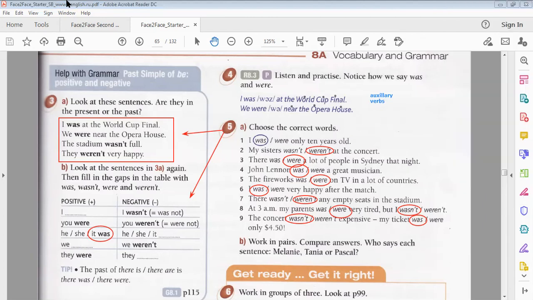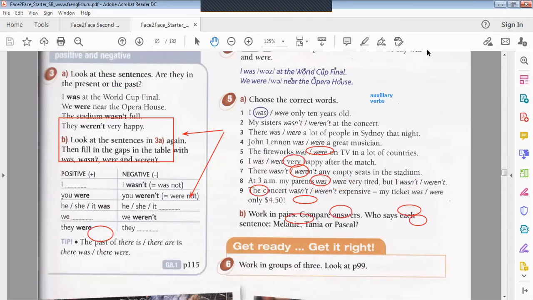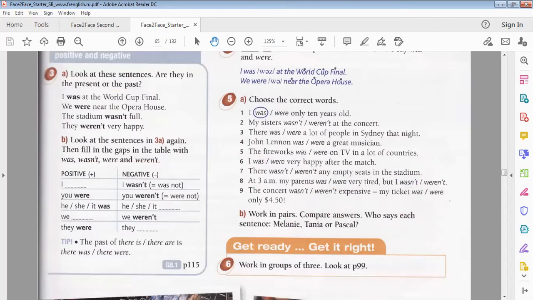All right, okay, very nice. Now let's go to page 99. Let's check and let's try to answer it. Let's go to page 99.